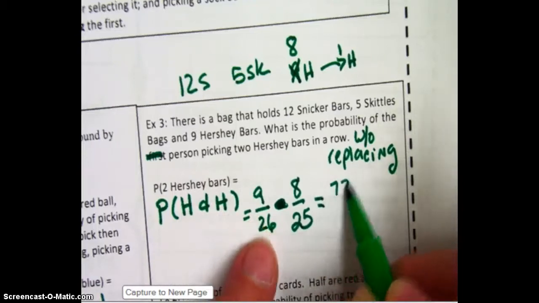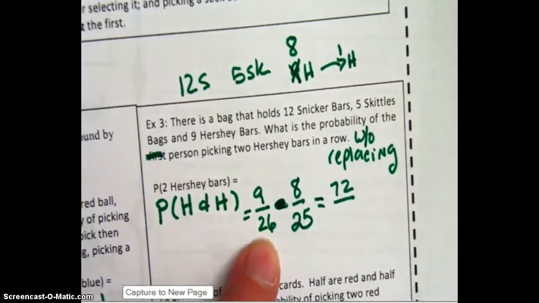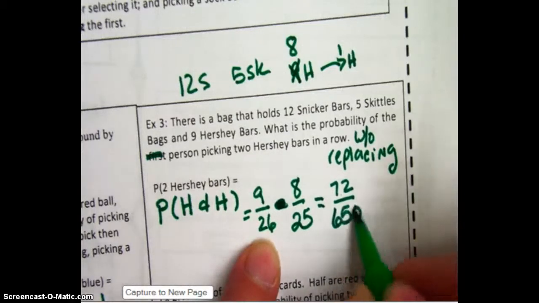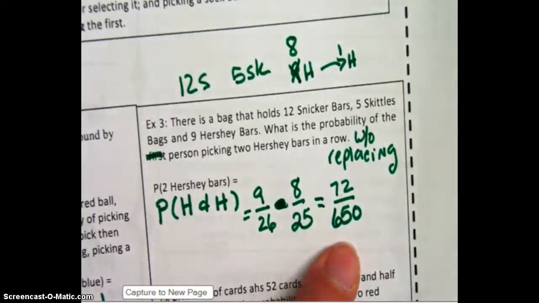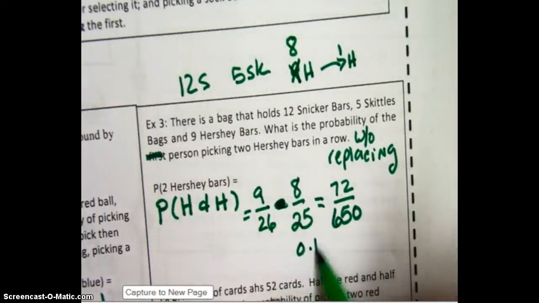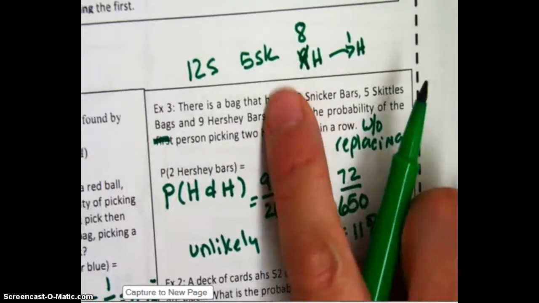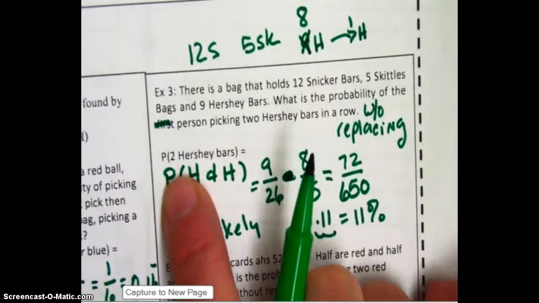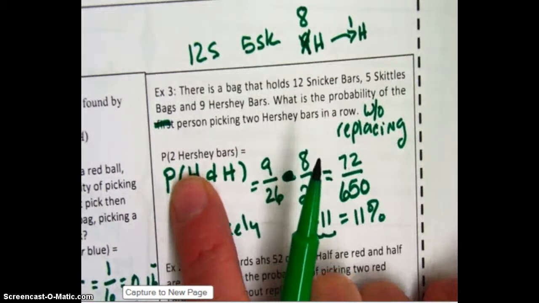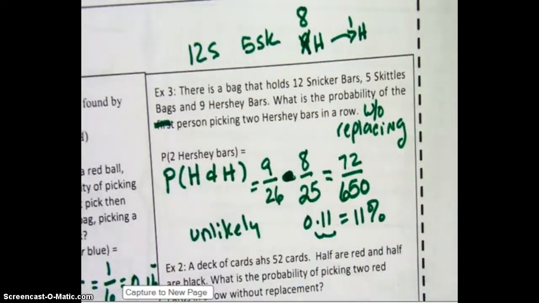So 9 times 8 is 72, 26 times 25 is 650. So there's a 72 in 650 chance of doing this, which is a 0.11, which is an 11% chance because you move that decimal over twice. So it's unlikely that if you stick your hand in here and you pull out 2 Hershey bars, that you're going to pick out one Hershey bar and then another.